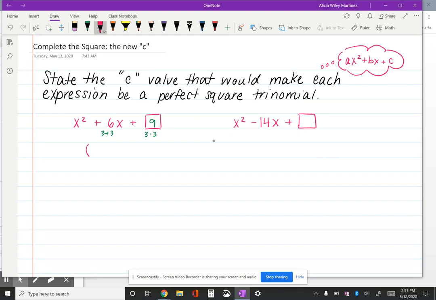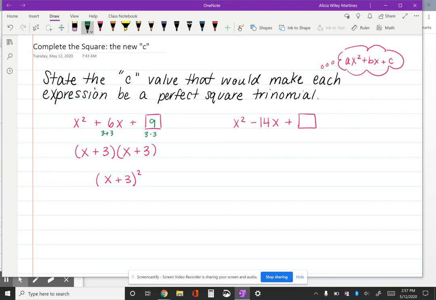Remember, a perfect square trinomial will always factor into 2 binomials that are exactly the same. And we're looking for 2 numbers here that give us a product of 9, so that would be 3 times 3. So remember, they have to be the same, and we always write it as a binomial to the second power.